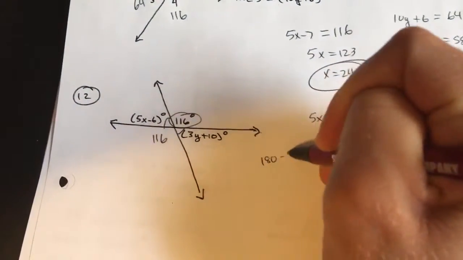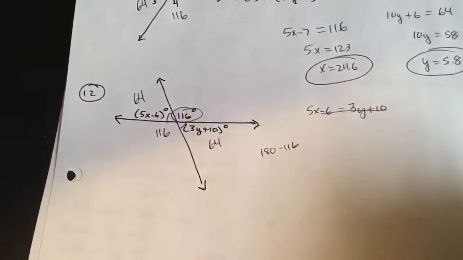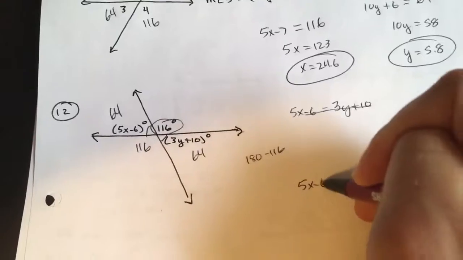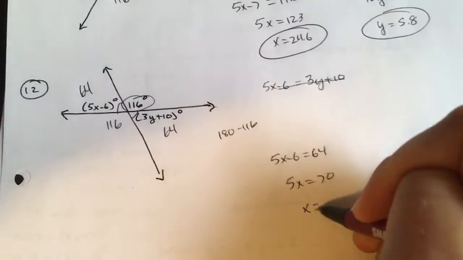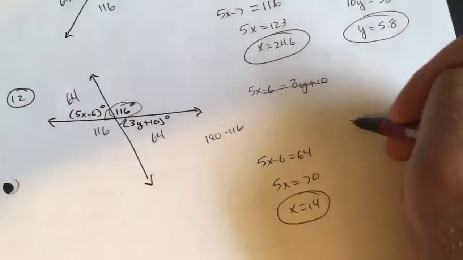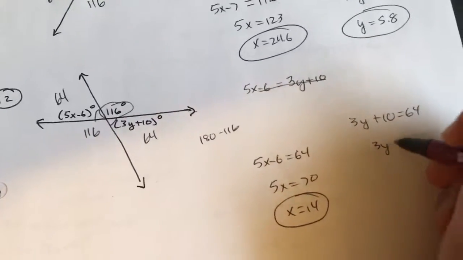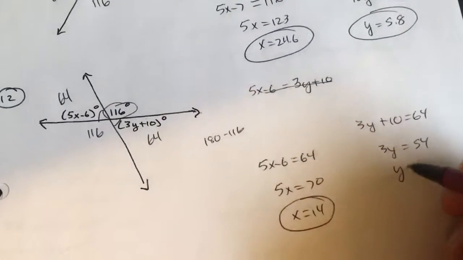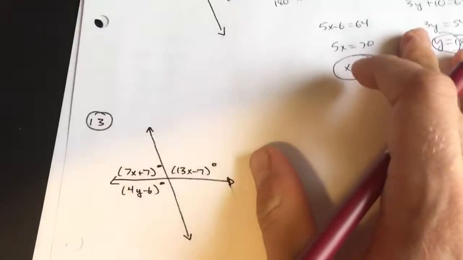We're not really going anywhere with that. Instead, we got to do 180 minus 116. We get 64 and 64 for those two angles. So 5x minus 6 is 64. Add 6 to both sides. Divide by 5. 3y plus 10 is 64. Subtract 10 from both sides. You get y is 18. So no decimals there. And the last one, folks.